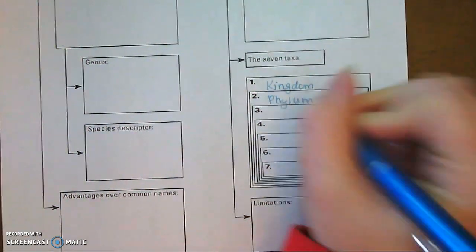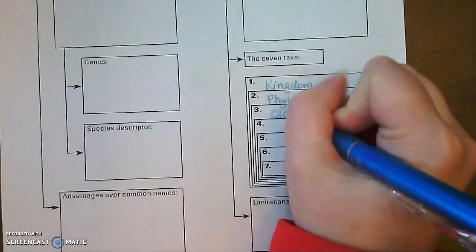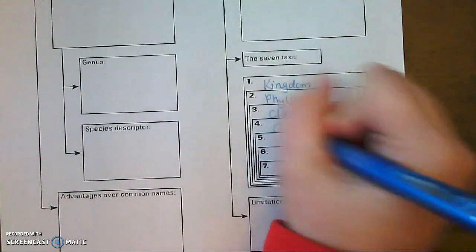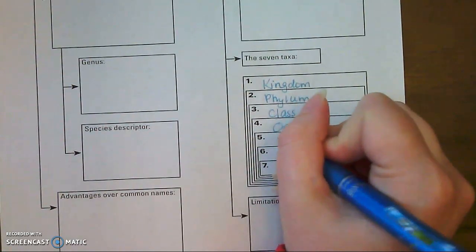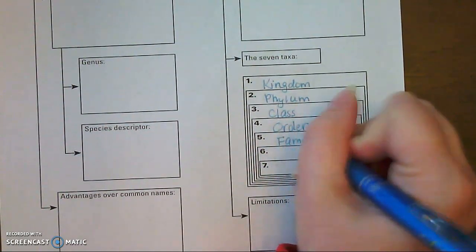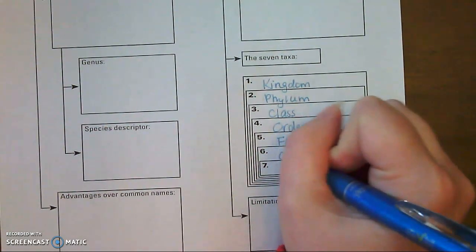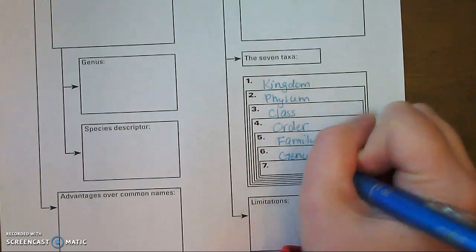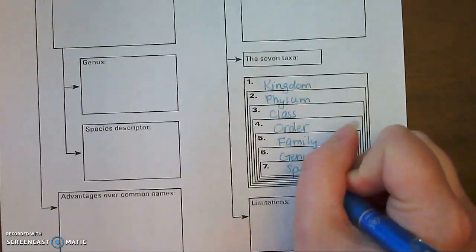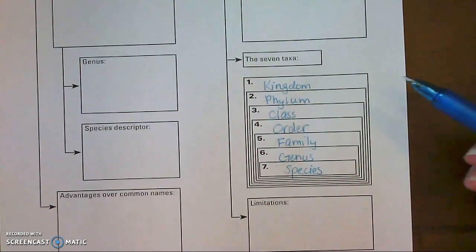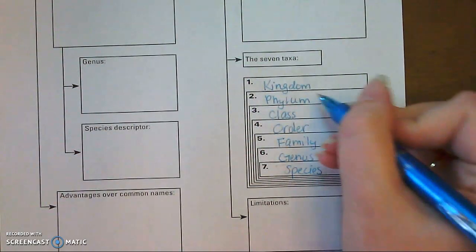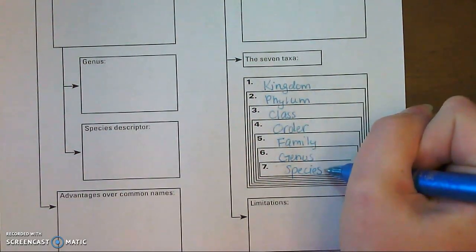phylum, followed by class, then order, family, genus, and species. So these are our 7 different taxa, with kingdom being the most broad, species being the most specific.